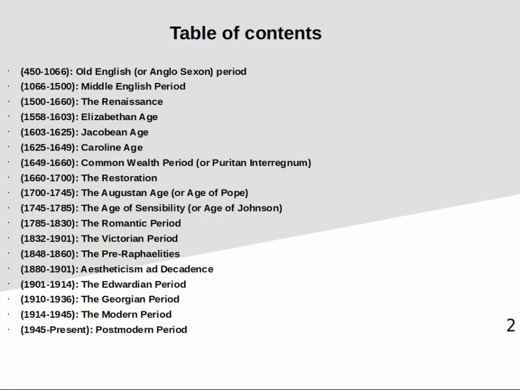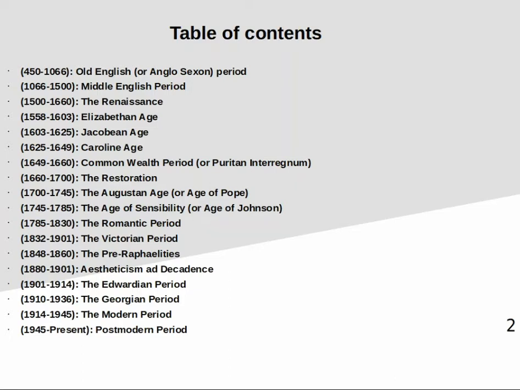The next age is the Romantic period, which starts from 1785 and ends in 1830. The next age is the Victorian period, which starts from 1832 and ends in 1901. The next is the Pre-Raphaelites, which starts from 1848 and ends in 1860. The next period is Aestheticism and Decadence, which starts from 1880 and ends in 1901.